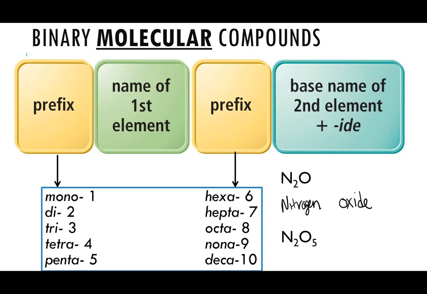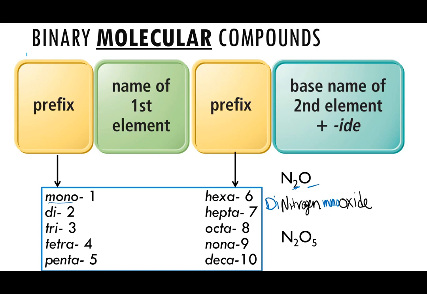Now we're going to add the prefixes, and I'm just going to put this in a different color just so you guys can see it. When you're working through homework, it can all be the same color. So I see that in this compound, there's 2 nitrogens. So I'm going to write dinitrogen. And I see that there's just 1 oxygen. So I'm going to write the prefix mono.